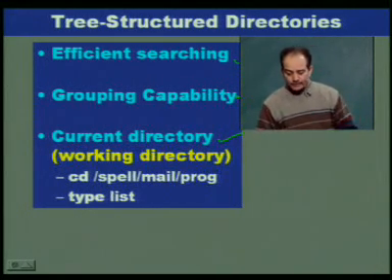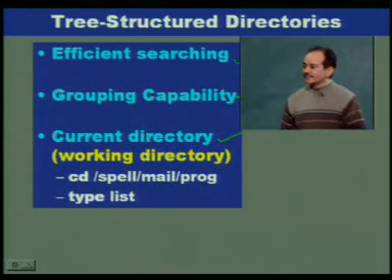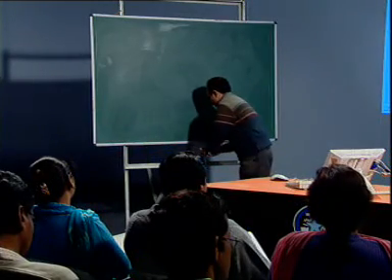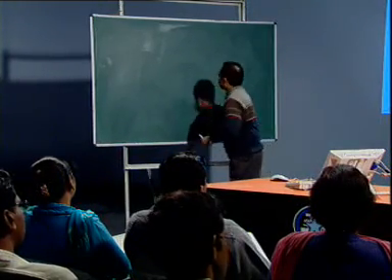Now, as far as accessing of these directories is concerned, we have got 2 methods through which we can do it. One we say is absolute paths, second we say is relative path.